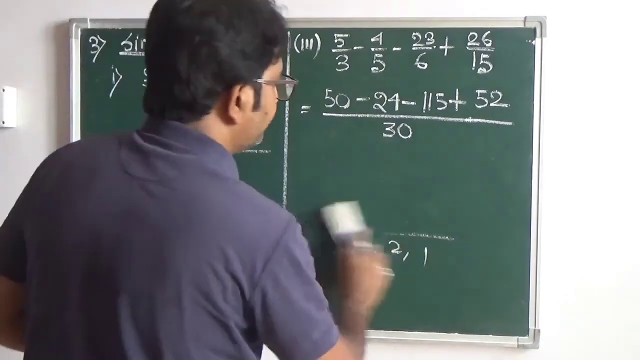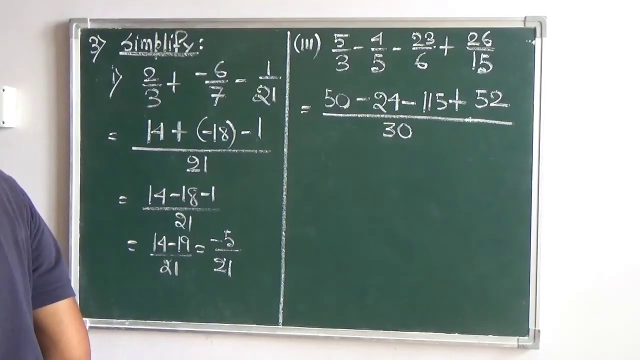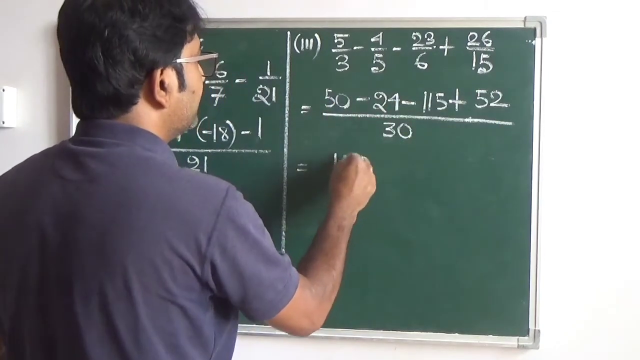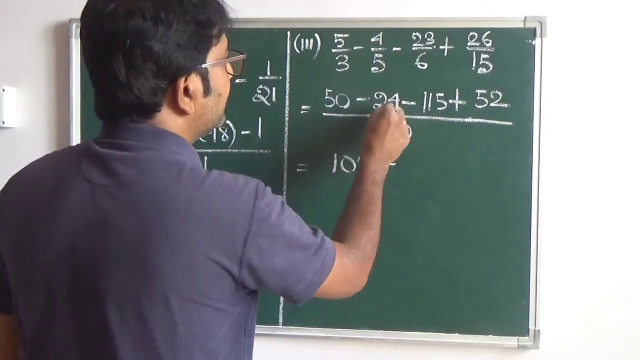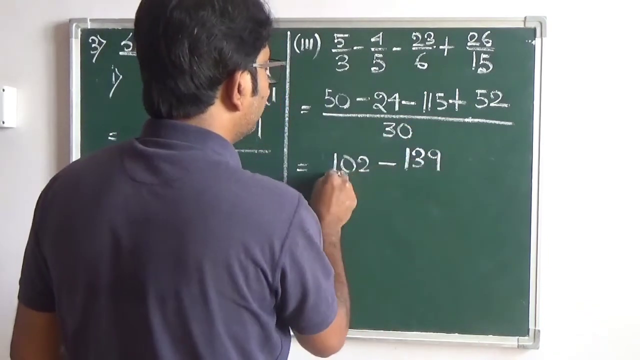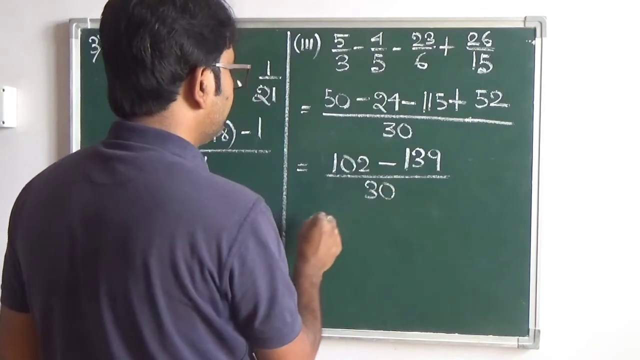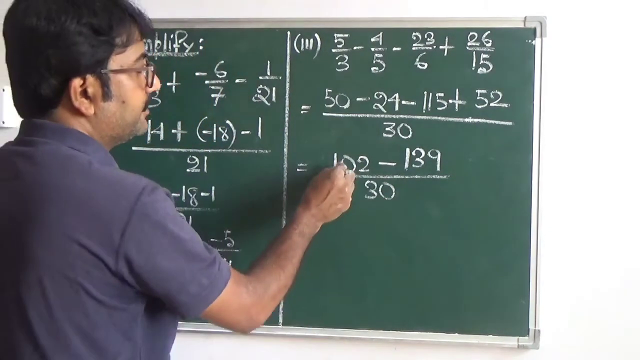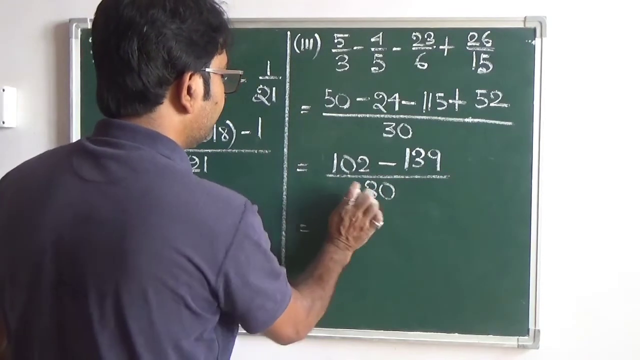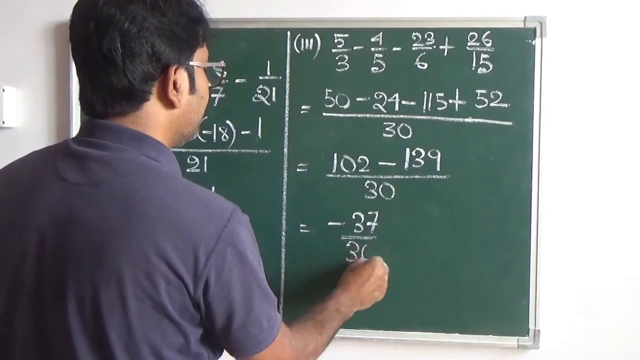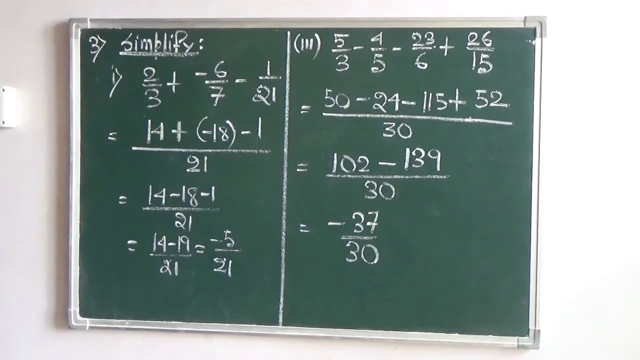So finally we have to simplify the numerator. We add the positive numbers together. 50 plus 52 is 102, and minus 24, minus 115, that is minus 139 by 30. So we subtract this from 102, it is minus 37 by 30. So this is the final result, minus 37 by 30.